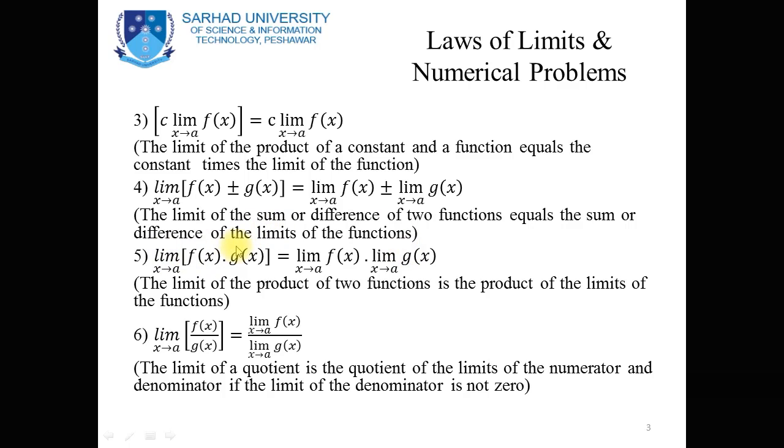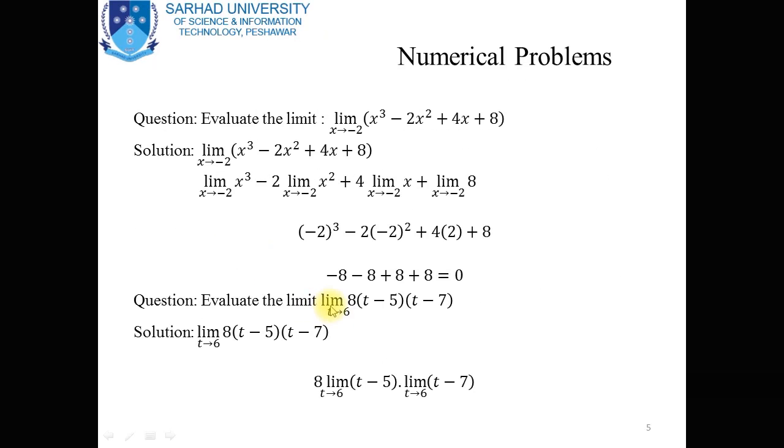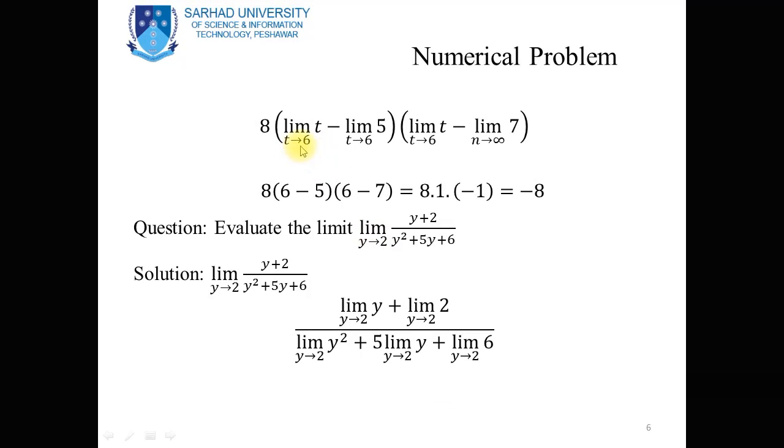Now applying this law number 5 for this problem, you see over here limit t tends to 6 for the function t minus 5, 8 is the constant term, and limit t tends to 6 for the t minus 7. Now putting t is equal to 6 in this function and t is equal to 6 in this function, you see over here. Limit t tends to 6 for t. So putting t is equal to 6, 5 is as it is, and putting t is equal to 6 in this term, 6 minus 7. Now 8 multiplied by 1 multiplied by minus 1, we obtain minus 8.